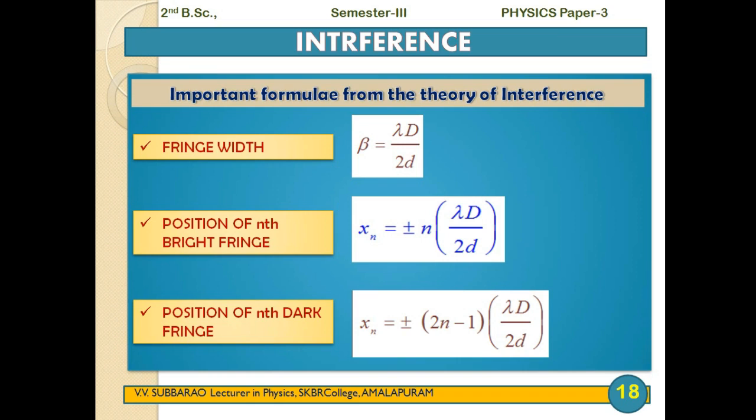Position of nth bright fringe. The nth bright fringe will be observed at a distance plus or minus n into λD by 2d from the center of the pattern. And position of nth dark fringe. The nth dark fringe will be observed at a distance plus or minus (2n minus 1) λD by 2d from the center of the pattern. The interference pattern is observed symmetrical on either side of the central maximum.